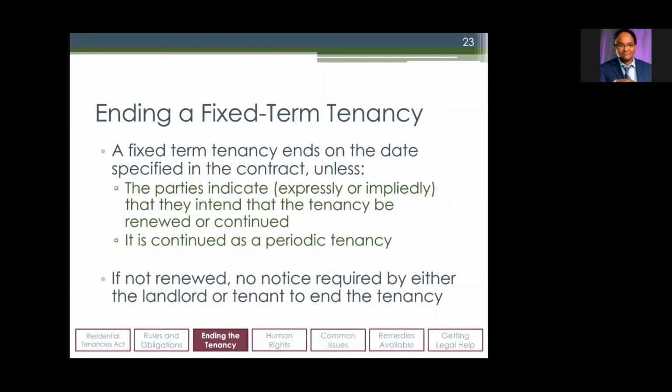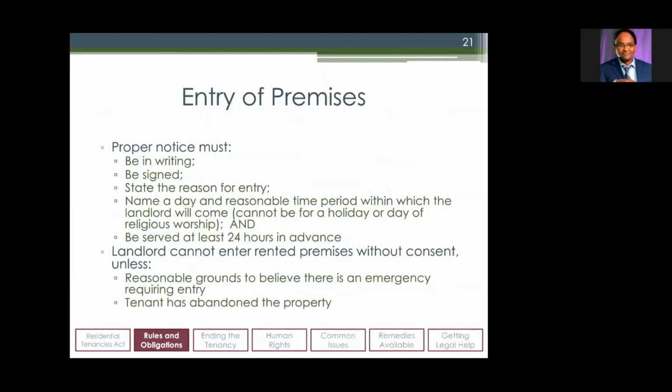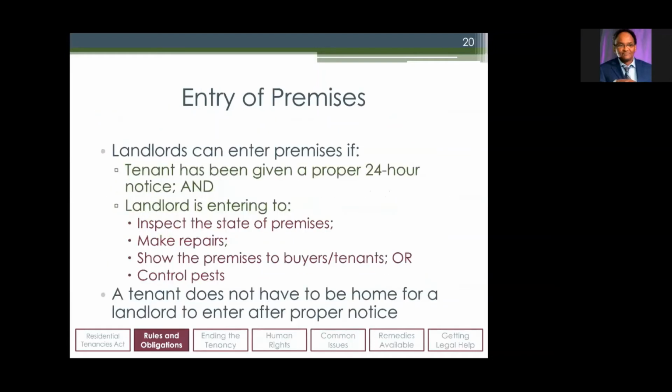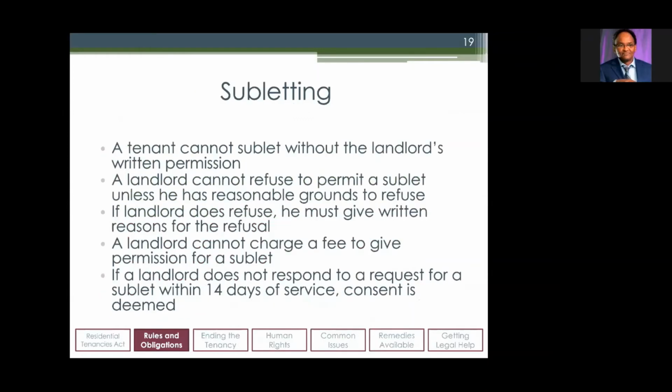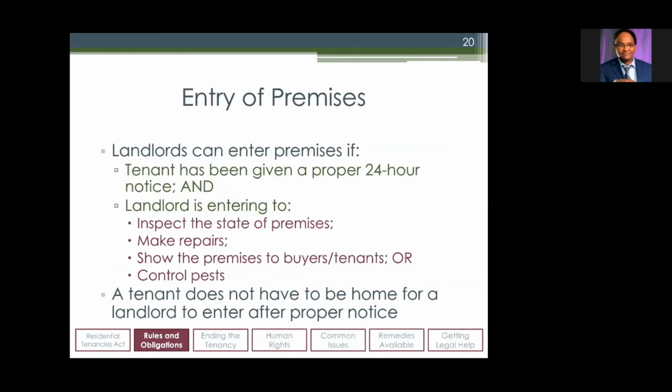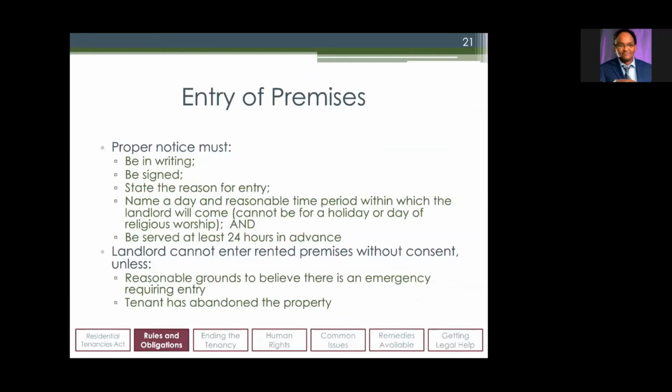So we talked about ending the fixed term tenancy. Okay, so I just wanted to tell you a few more details about entry of the premises. So the landlord has to give notice if they want to enter. In some situations, they can enter without giving you a 24-hour notice and they don't need your consent if there's an emergency.